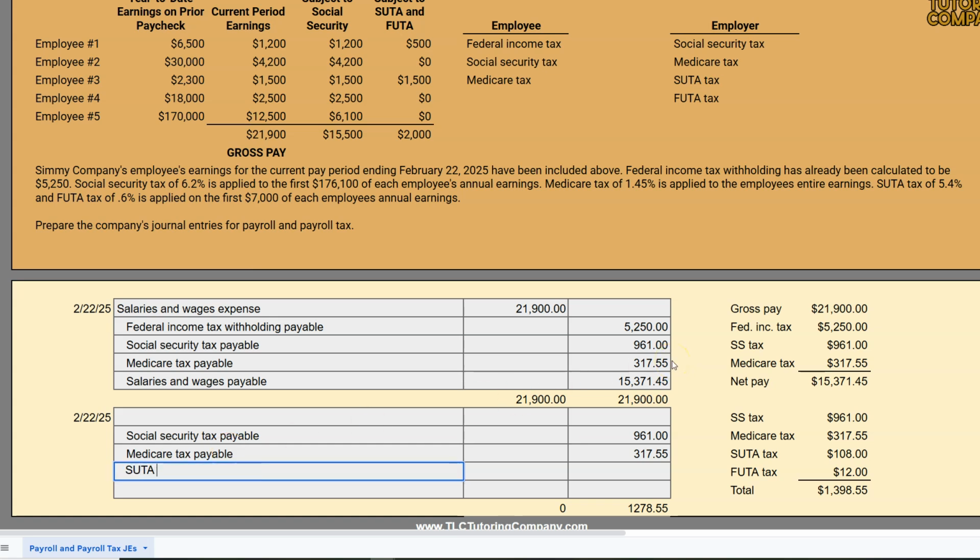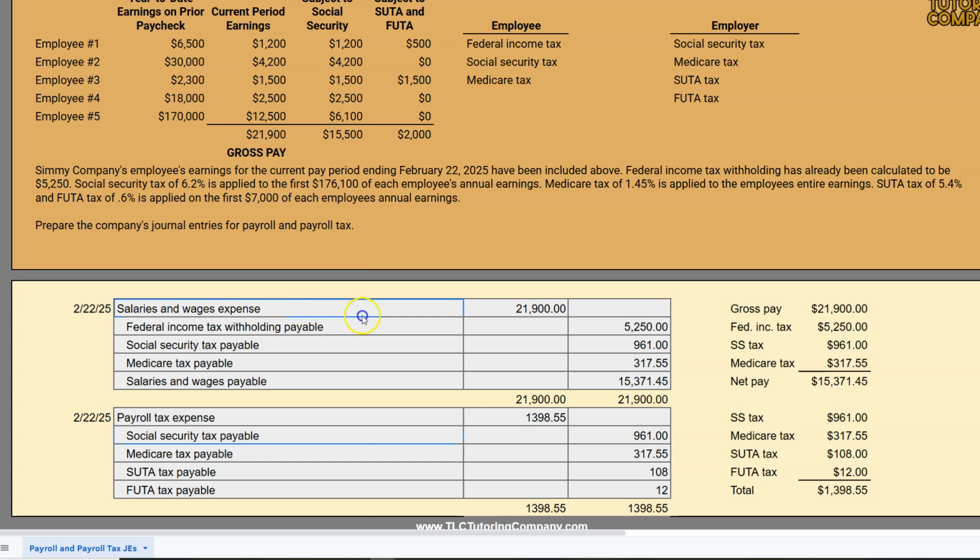Then we need our State Unemployment Tax Act tax payable and our Federal Unemployment Tax Act tax payable, which would be $108 and $12. Now we can see here that our credit side has $1,398.55, which is the total payroll tax, but our debit side is empty. So our debit side ends up being that plug, which is actually called payroll tax expense.